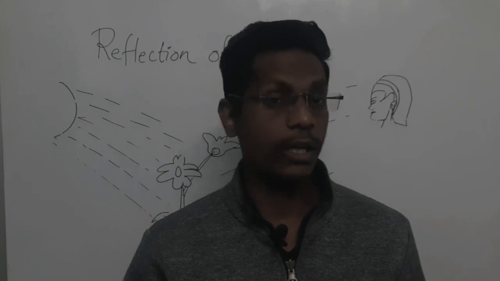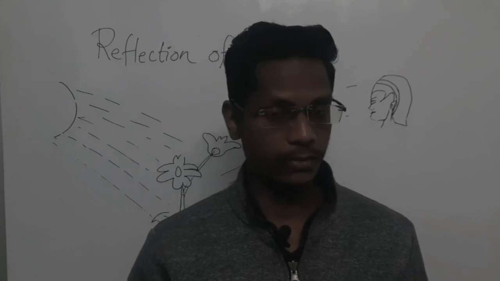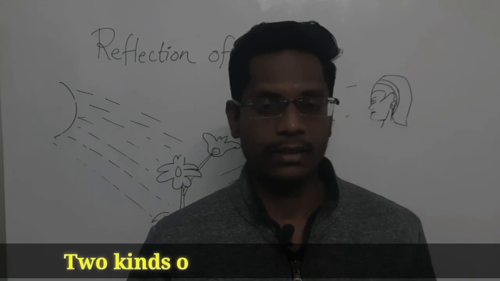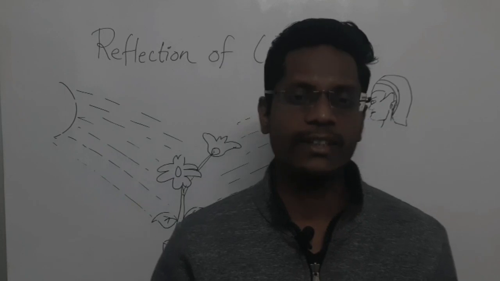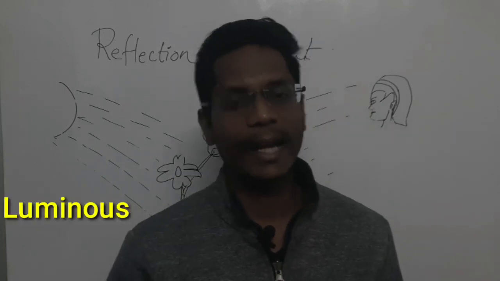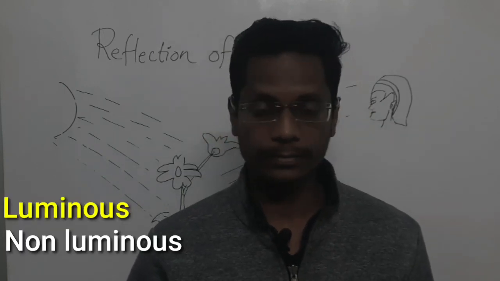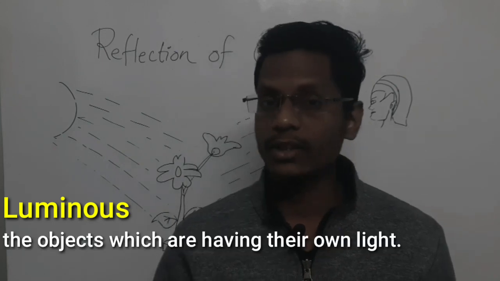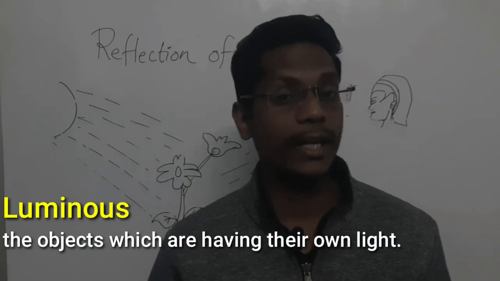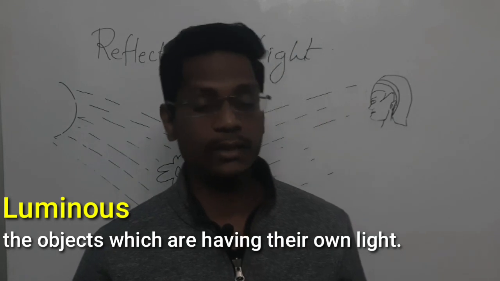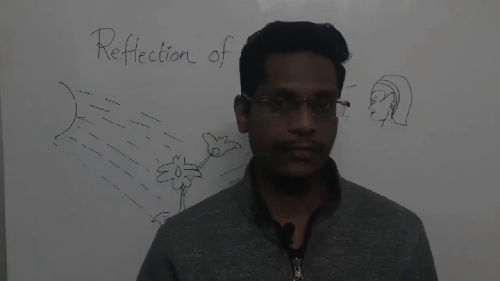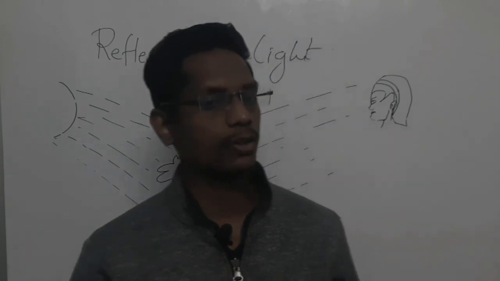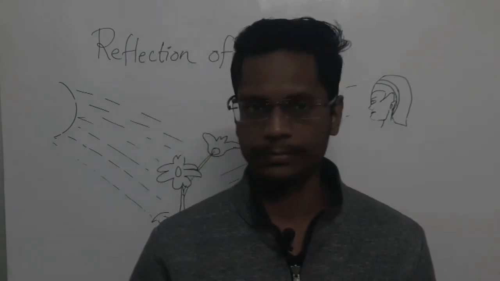Now, one more important thing that I have to tell you, that we have two kinds of things around us, that is luminous and non-luminous objects. Luminous objects are the objects which have their own light, like sun, tube light, candle, and many other objects which produce their own light. Just because of that we can see that object.